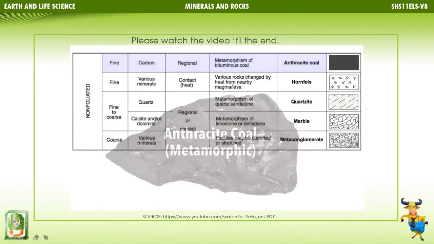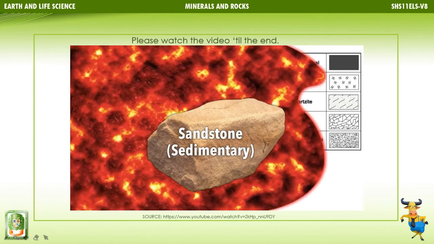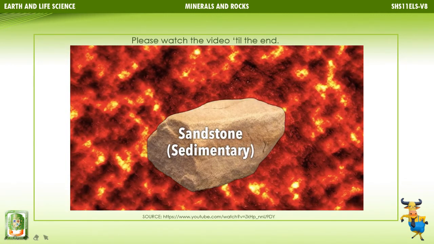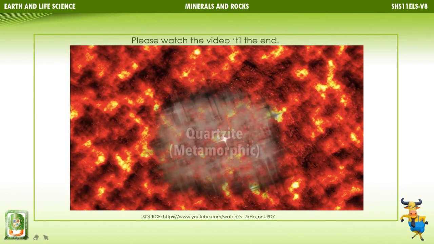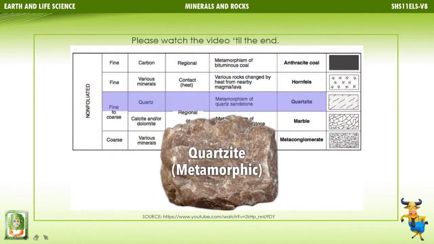This same idea can actually happen to other rocks, like this sedimentary rock sandstone, which we mentioned earlier. Now, if you add intense pressure and heat to that, or if it comes into contact with magma, then it will be affected by that heat and it will metamorphose into a rock known as quartzite. And you can see that right here on the chart. Notice it actually says metamorphism of quartz sandstone.